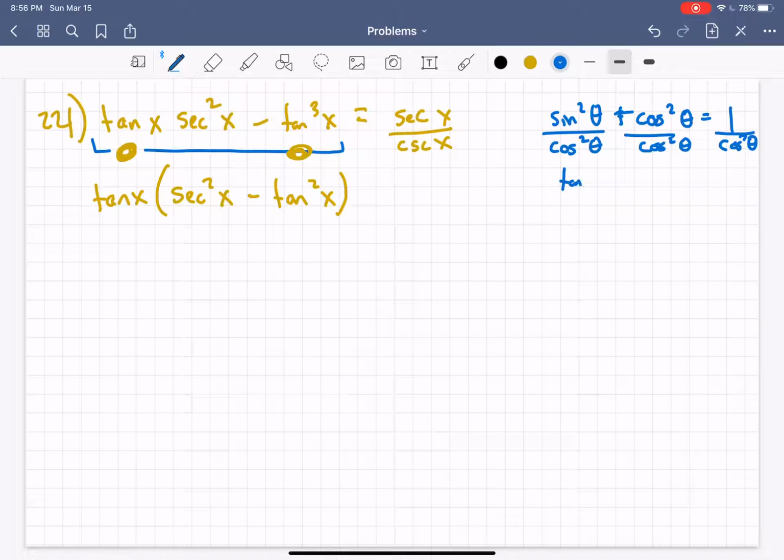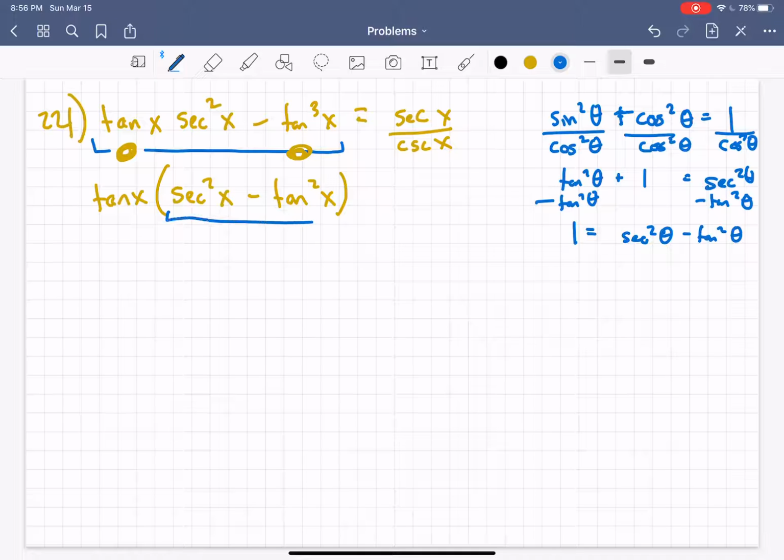So here we get tangent squared. Here we get 1, and then here we get secant squared. So we want secant squared minus tangent squared. So then we subtract tangent squared on both sides. So we get 1 is equal to secant squared theta minus tangent squared theta. So when we come back to this, we know this whole thing is just equal to 1.